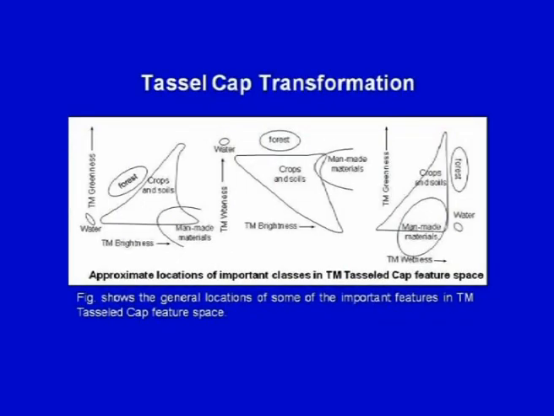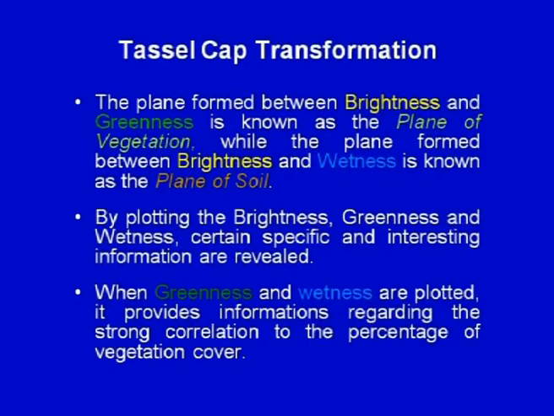This figure shows the approximate locations of the important classes in the TM tasseled cap feature space. The plane between brightness and greenness is known as the plane of vegetation, while the plane between brightness and wetness is known as the plane of soil. By plotting brightness, greenness and wetness, certain specific and interesting information is revealed.